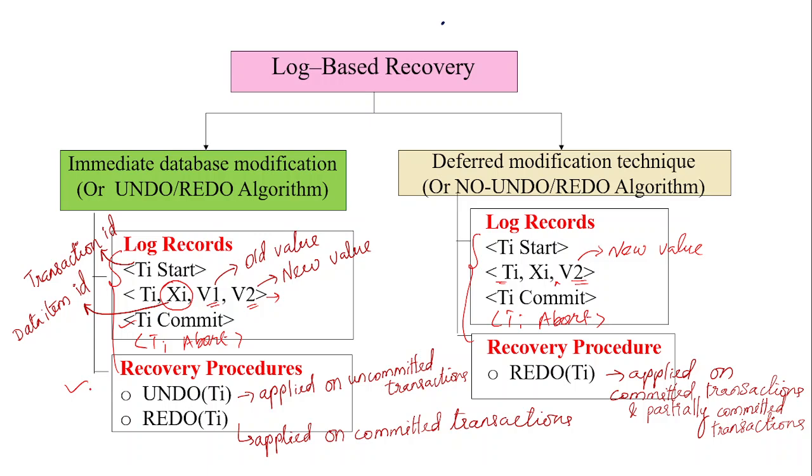In case of the immediate database modification technique, the recovery procedures supported are undo and redo procedures. The undo procedure is applied on uncommitted transactions only, whereas redo is applied on committed transactions only. In case of the deferred database modification technique, the redo procedure is applied on committed and partially committed transactions. These two recovery procedures are mainly useful whenever system failure occurs and the system resumes from its failure. Then, in order to ensure the consistency of the database, these recovery procedures help restore the database to its consistent state.